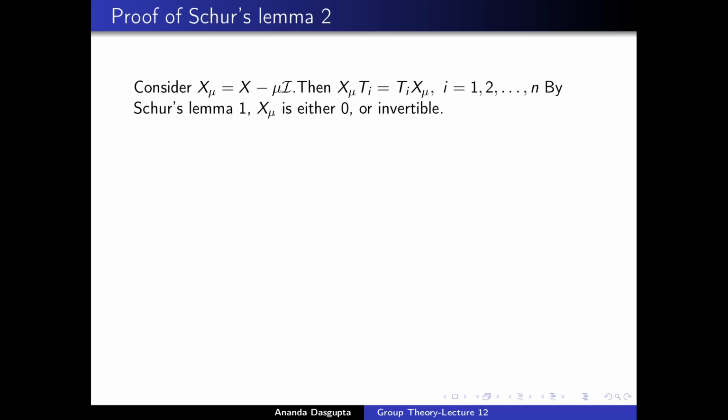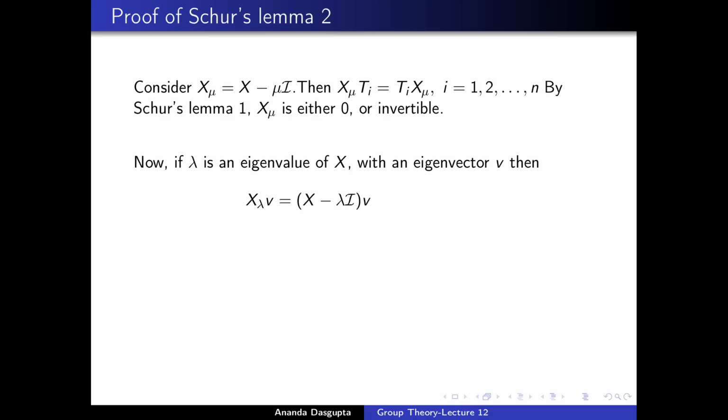Remember that every linear operator on a vector space V has to have at least one eigenvalue. And let this one eigenvalue, or one of many eigenvalues, be lambda. So if lambda is an eigenvalue of X with a corresponding eigenvector V, then it automatically follows that X lambda V, which of course is X minus lambda times the identity acting on V, must be XV minus lambda V, and since XV is lambda V, lambda being the corresponding eigenvalue, you must get 0. Hence, X lambda is an operator which has a non-zero vector V in its kernel.